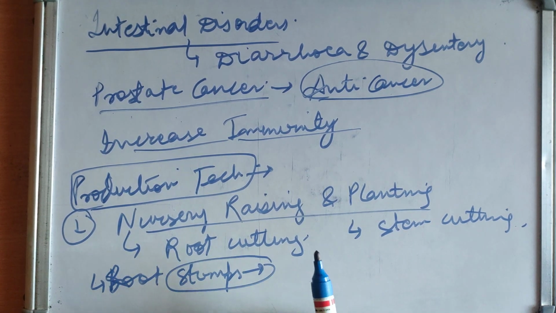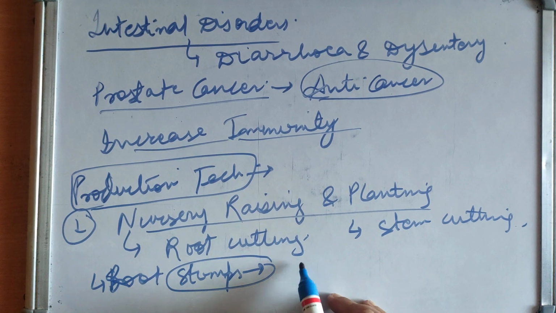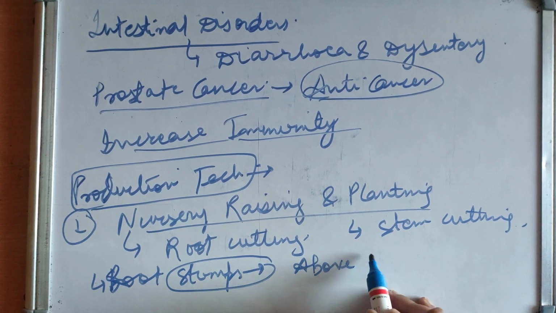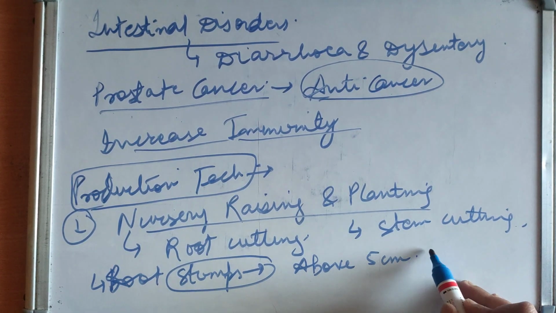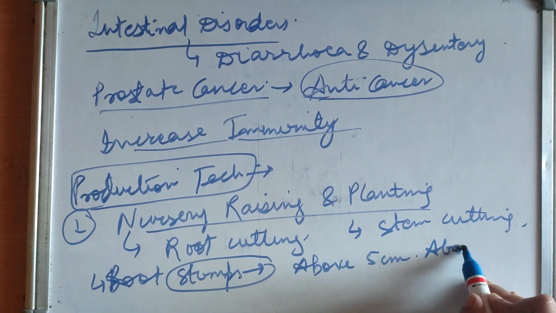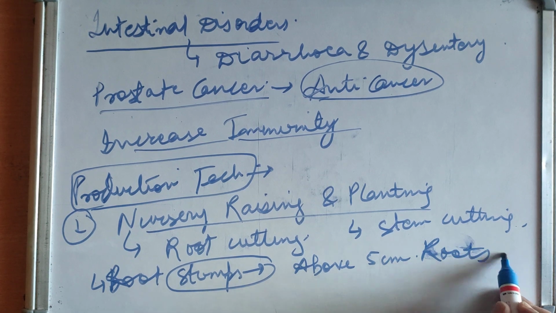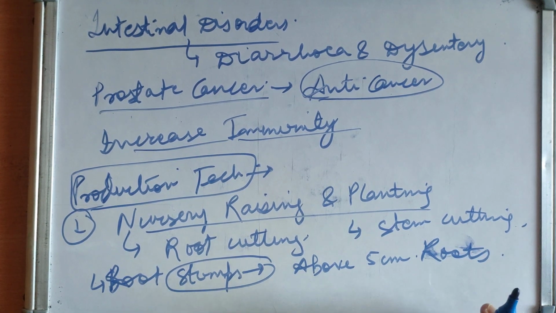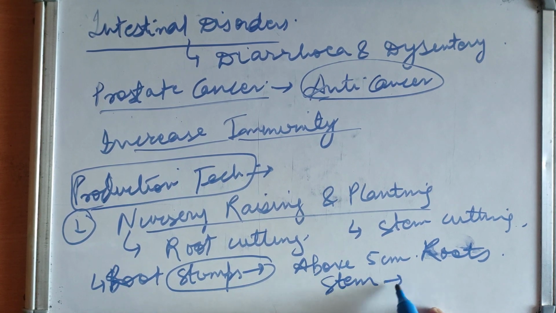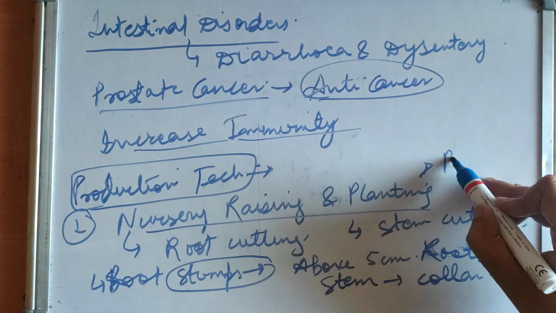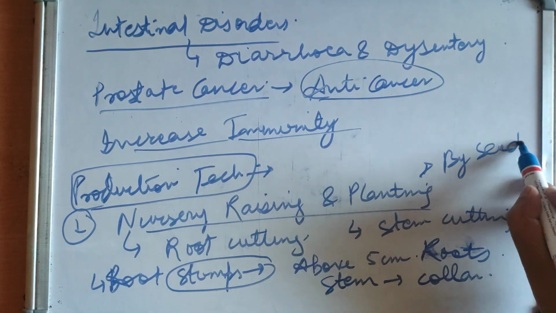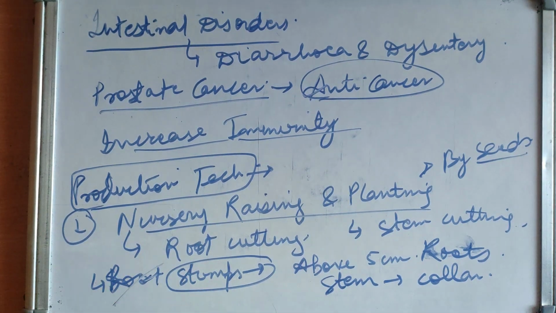and the root stumps should be taken 5 cm above roots, intact with a portion of stem up to the collar, and while cutting we should make sure the stem is intact up to the collar. And lastly we can grow it using seeds. Here the important one is root stumps, you should know it.